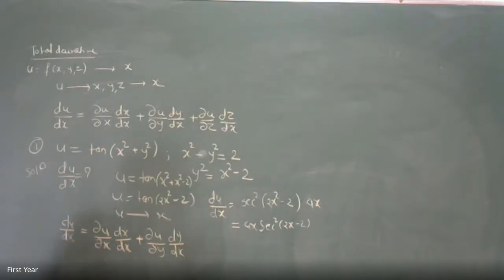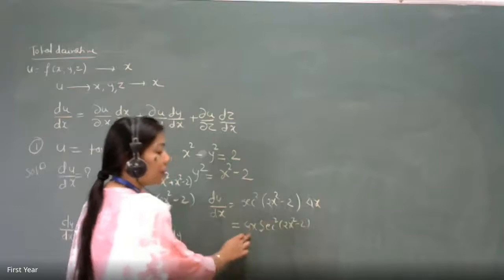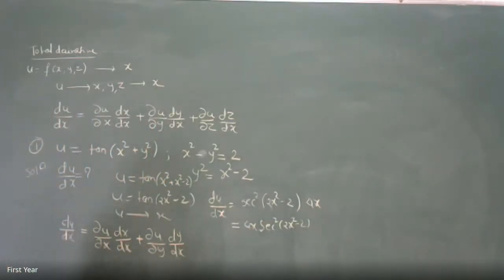You will have to substitute the value of y in terms of x and you get the answer. Here that is 2x square, 2x square will remain as it is, 4x is here. So 4x into x square, 2x square minus 2. Clear? So this type of questions will definitely be there in your MCQ.